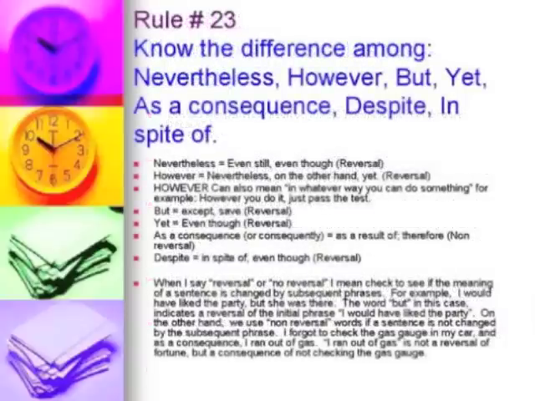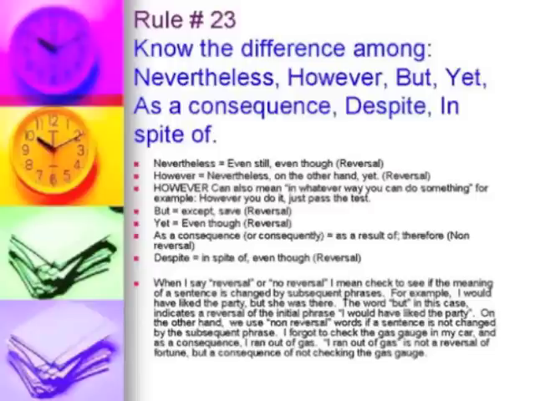Rule number 23. Know the difference among the words nevertheless, however, but, yet, as a consequence, despite, and in spite of. These words are on the test quite often. Nevertheless means even still or even though. However means nevertheless, or on the other hand, and yet. However can also mean in whatever way you can do something. For example, however you do it, just pass the test.